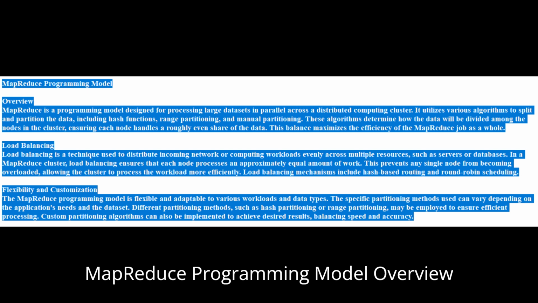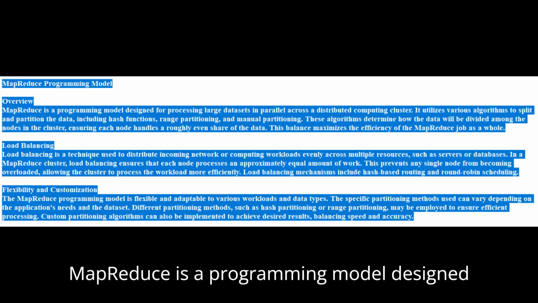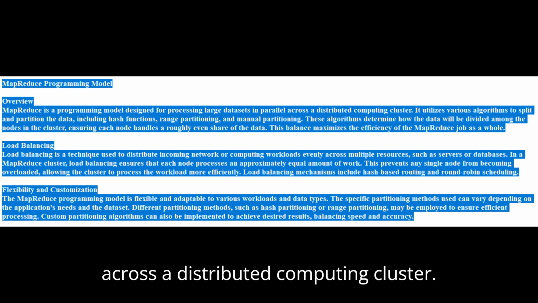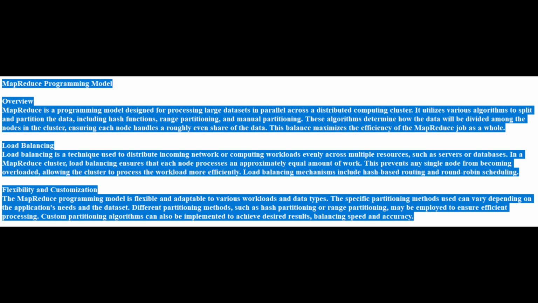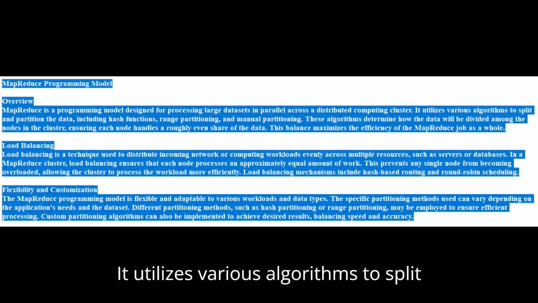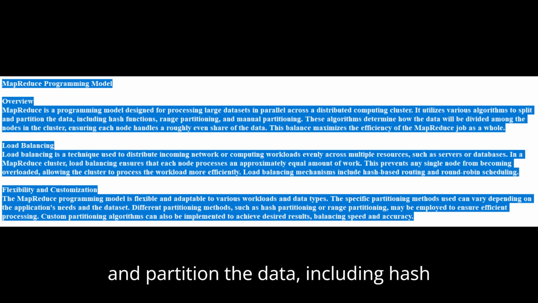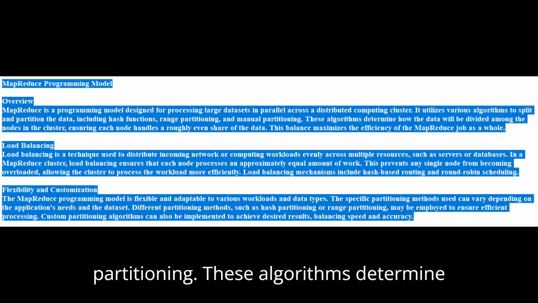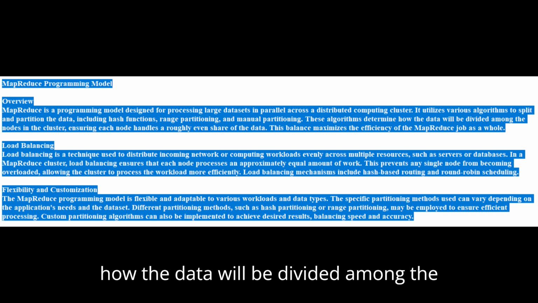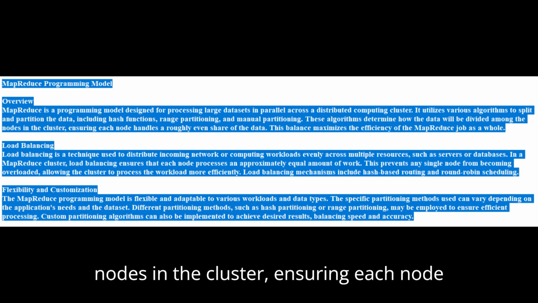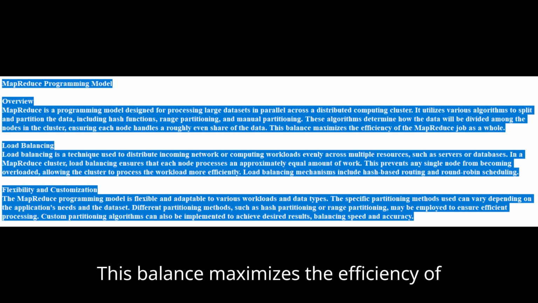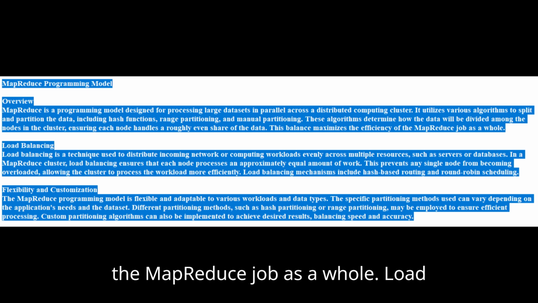MapReduce programming model. Overview. MapReduce is a programming model designed for processing large datasets in parallel across a distributed computing cluster. It utilizes various algorithms to split and partition the data, including hash functions, range partitioning, and manual partitioning. These algorithms determine how the data will be divided among the nodes in the cluster, ensuring each node handles a roughly even share of the data. This balance maximizes the efficiency of the MapReduce job as a whole.